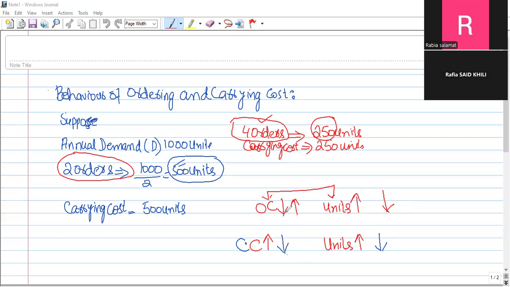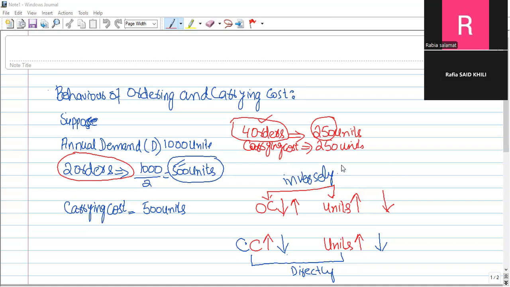So what is the behavior of ordering cost and units? What is our conclusion? We conclude they move in opposite directions. If I increase units, cost decreases. If I decrease units, cost increases. So ordering cost and units are inversely related, inversely proportional. And carrying cost and units move directly, in the same direction. Units increase, carrying cost increases. Units decrease, carrying cost decreases.